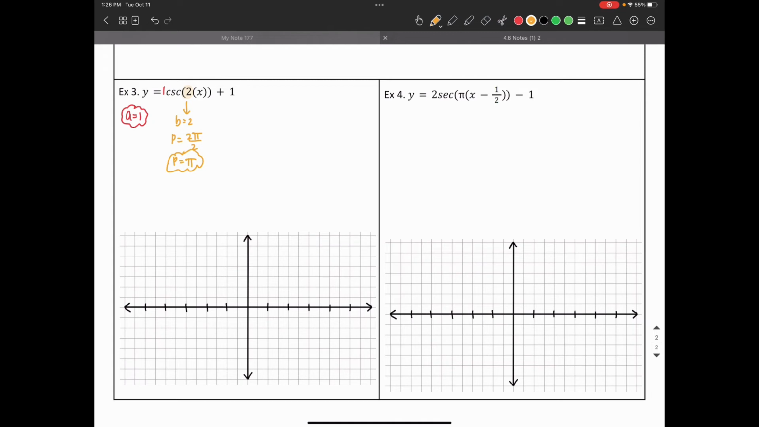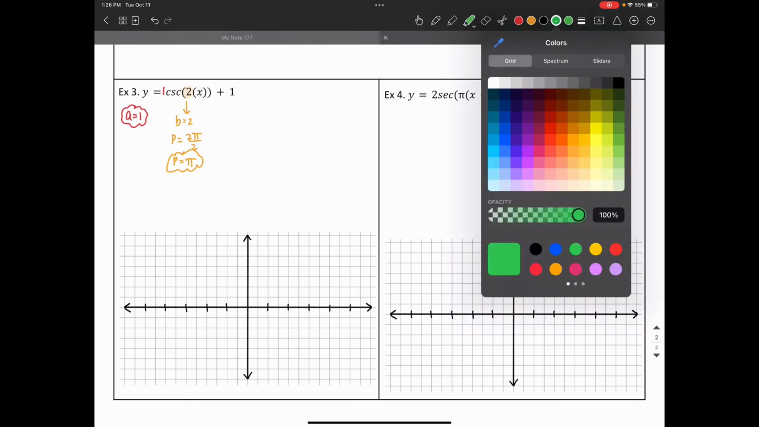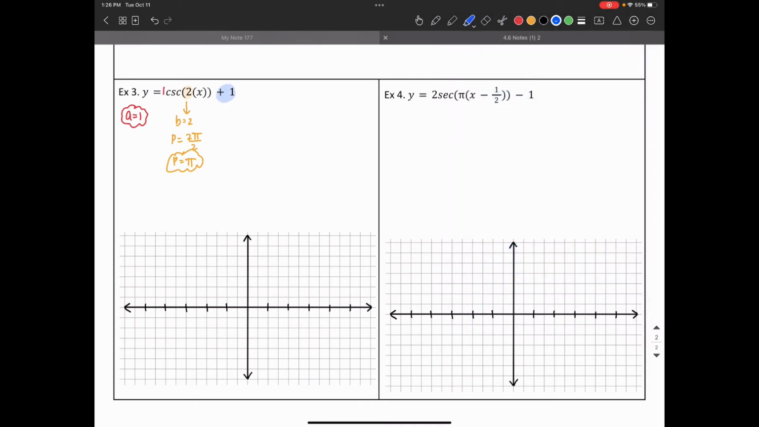Another thing that I have is that I'm going up 2, which is important because that means my new x-axis is at y equals 2. The other thing I need is to know what I'm counting by. So if the period is pi, I want to count by 1/4 of that. So I'm going to do pi divided by 4.